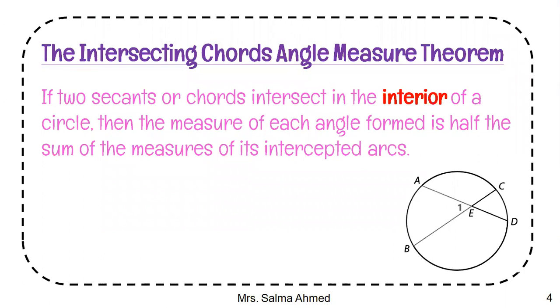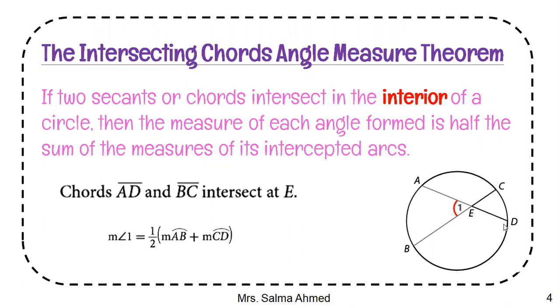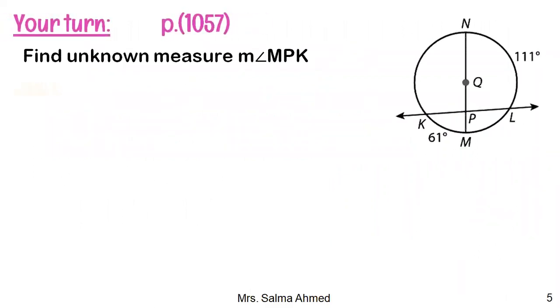So if I have this circle and AD and BC are chords that intersect at point E, and I need to find the interior angle, which is, let's say, angle 1, I can find it by the theorem. It says to get the sum of the two intercepted arcs between the chords and multiply it by half. So the measure of angle 1 is equal to half the measure of arc AB plus the measure of arc CD. Let's see some applications.